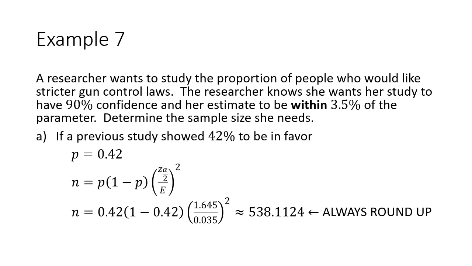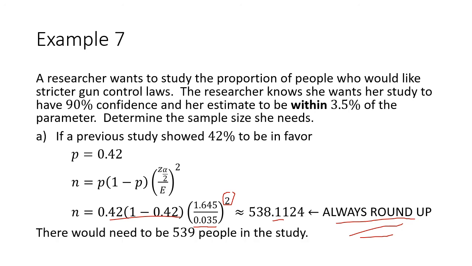Make sure you pause and follow along and make sure you're getting the same answer that I am. If you need to, remember, do division first, then do exponents, then do the multiplication. But again, you should end up with approximately 538.1124. Now here's the thing with sample sizes. We need to guarantee that our sample is going to work. So we always have to round up, no matter what. I know typically, because this ends in a 0.1, we would round down, but with sample sizes, we always have to round up, which means they would need 539 people in the study.